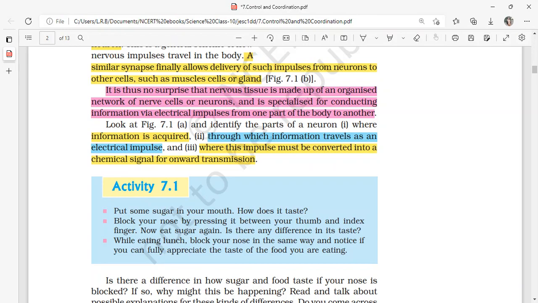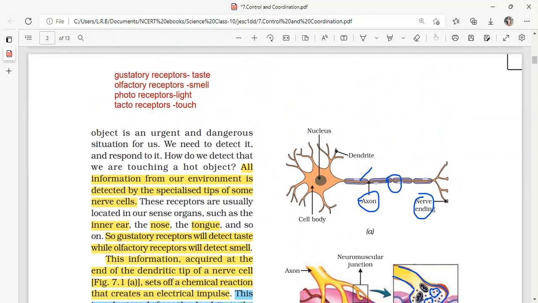So these are the parts of the neuron: where information is acquired is the dendrite, and where the impulses are transmitted is the axon body. And where the nerve impulse will be transmitted to the next neuron are the nerve endings. So this is about them.